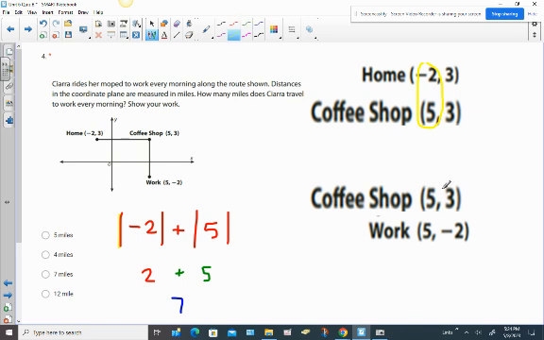So you're going to do the same kind of thing with these two things that we just did with these two things. Come up with that number, and whatever number you get, you're going to add it to the number 7 to get the total distance.